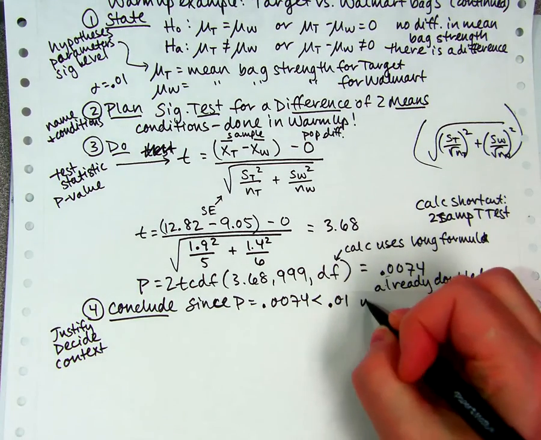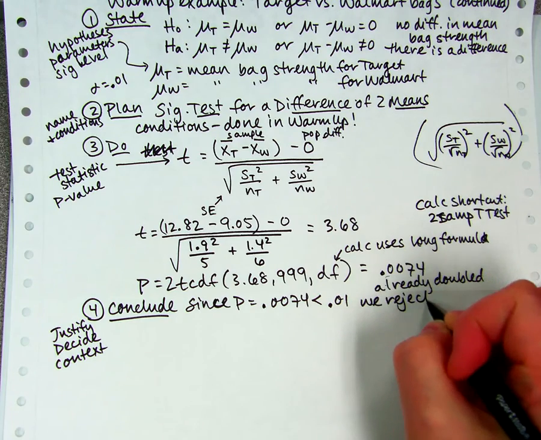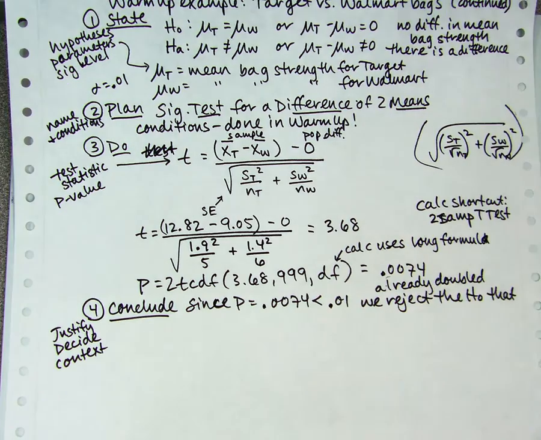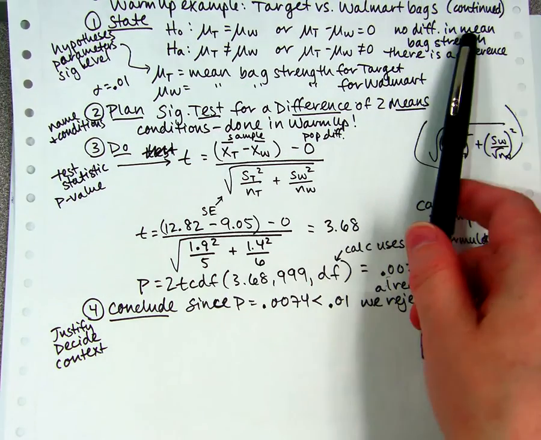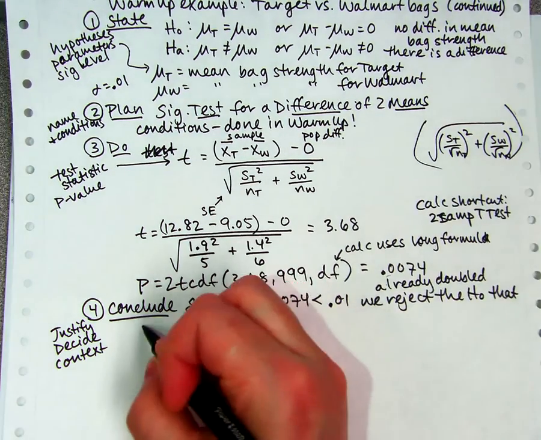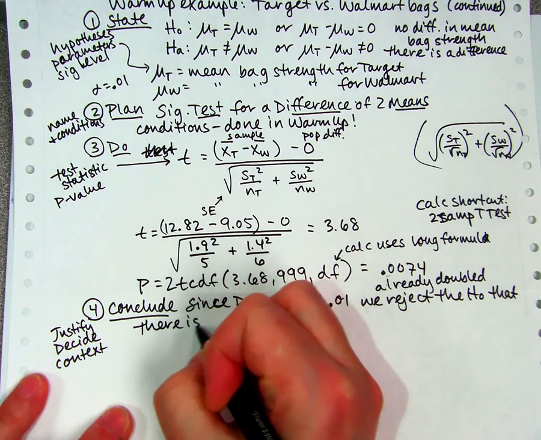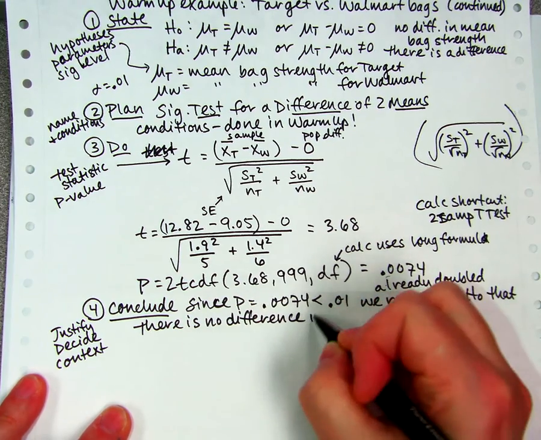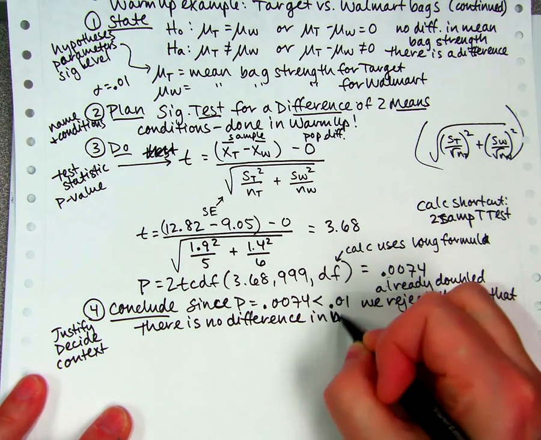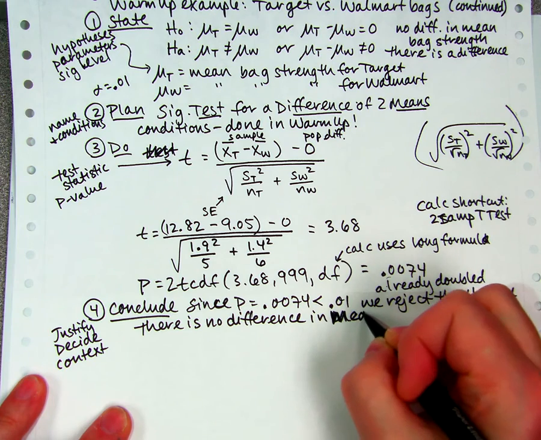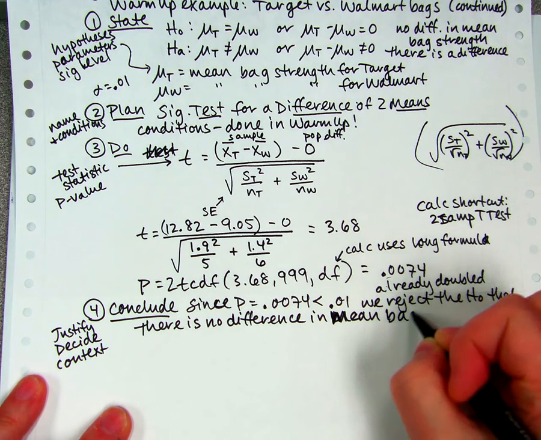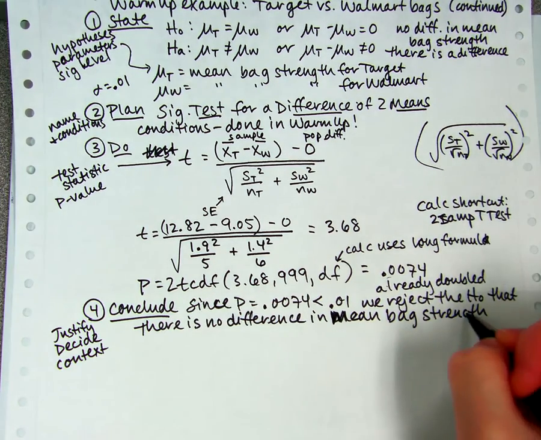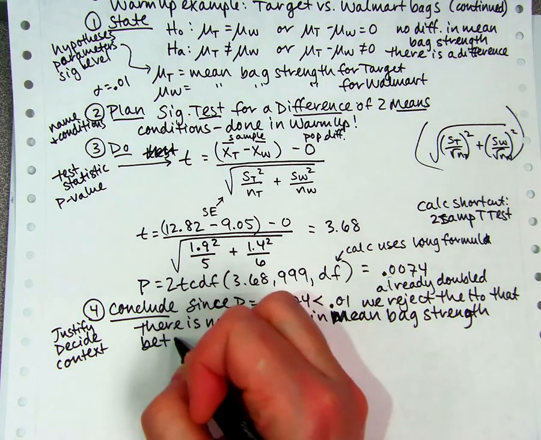That means we reject the null hypothesis that, and what does the null hypothesis say? That there is no difference. That's my favorite way to write it. That there is no difference in that mean bag strength, because each bag might be different, of course. Strength between Target and Walmart bags.